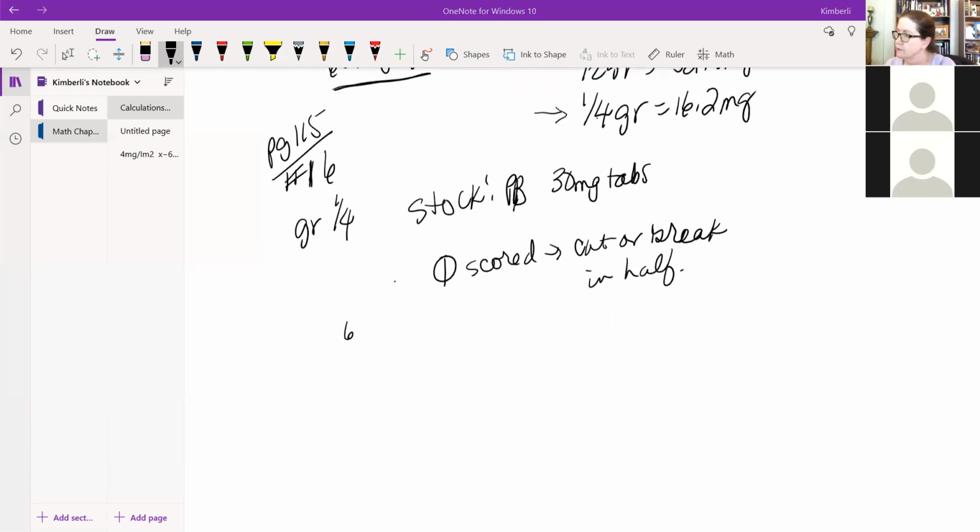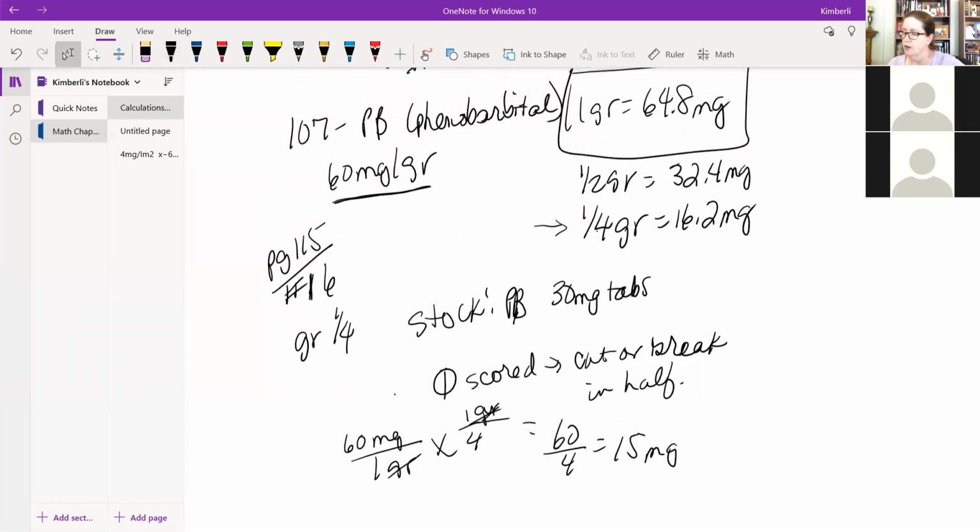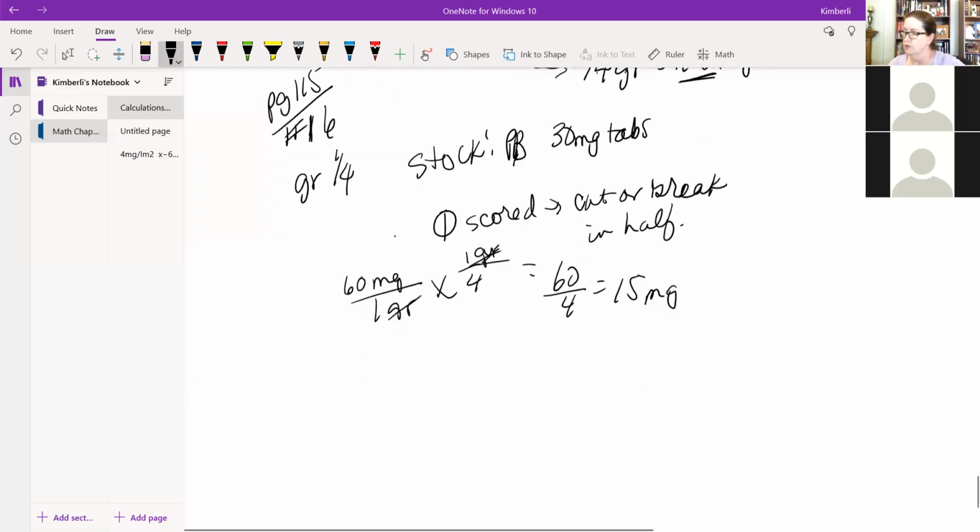Oh, okay. 1/4 of a grain. Okay, so remember we're going to do the 1 grain over 4. 60 over 4 is 15 milligrams. Okay, so we would use 15 milligrams unless we're going to have the bottle from the company that uses the apothecary notation, which is 16.2.